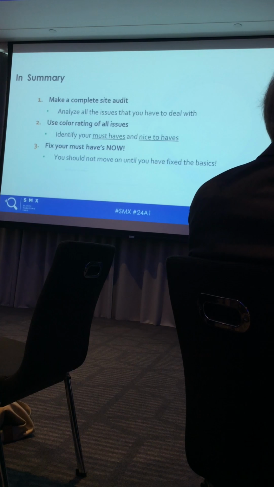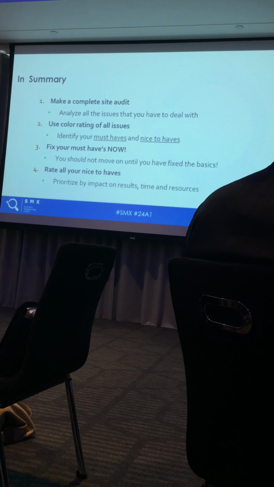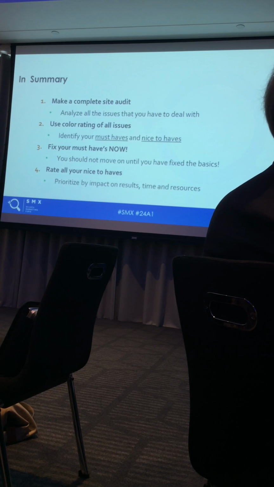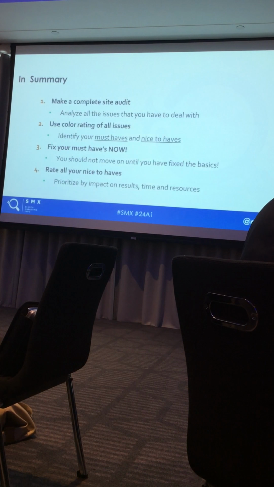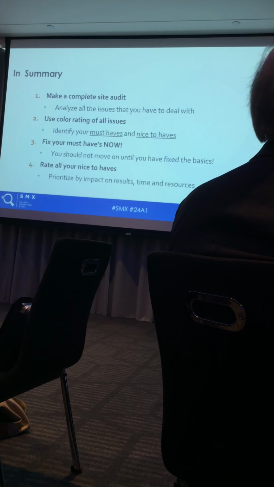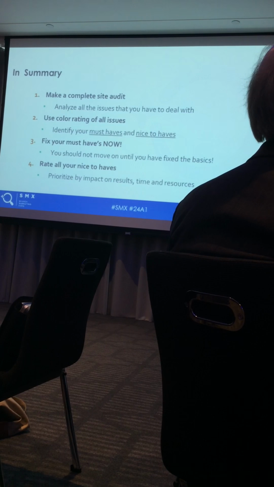So, just summarizing this: start with the audit, rate issues for must-have and nice-to-have, and then fix the must-haves before you do anything else. I so often see websites that are working with little details over here that have no impact. Instead, they should fix the very basic things before they move on.